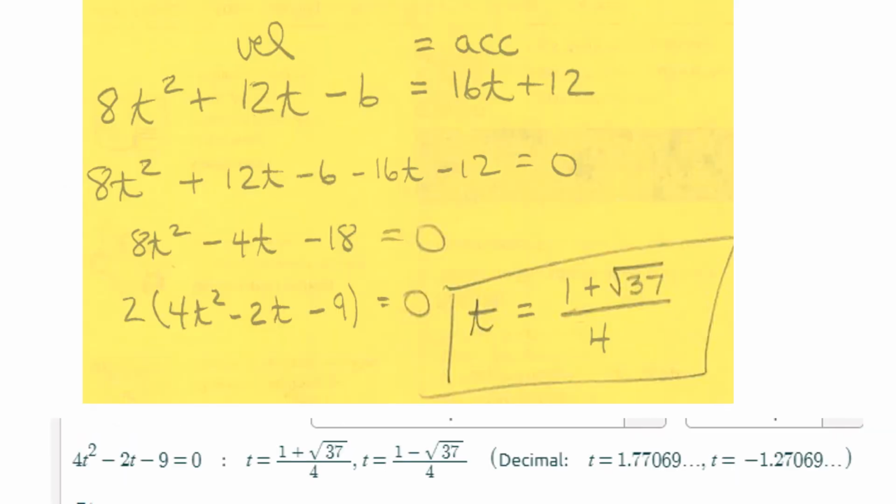Well, the velocity is going to be the first derivative, and the acceleration is going to be the second derivative. So I set these two equal, and I solve for when are these two equal, and that means I get everything on one side and set it equal to 0, and I'm doing the algebra here. You have to use the quadratic formula again, so you get t is equal to 1 plus the square root of 37 over 4. Again, I insisted that t was bigger than or equal to 0.